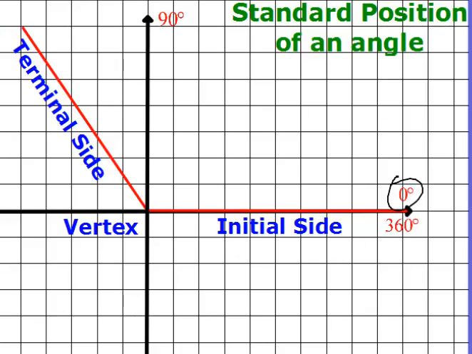Is everybody okay? And what does the word initial mean? The start, right? Or the beginning. So this is where we're going to start. The vertex, which is the place of hinge, is always going to be at the origin. And then what does it mean to terminate? To end or stop, right? So we call the terminal side where the angle actually stops.